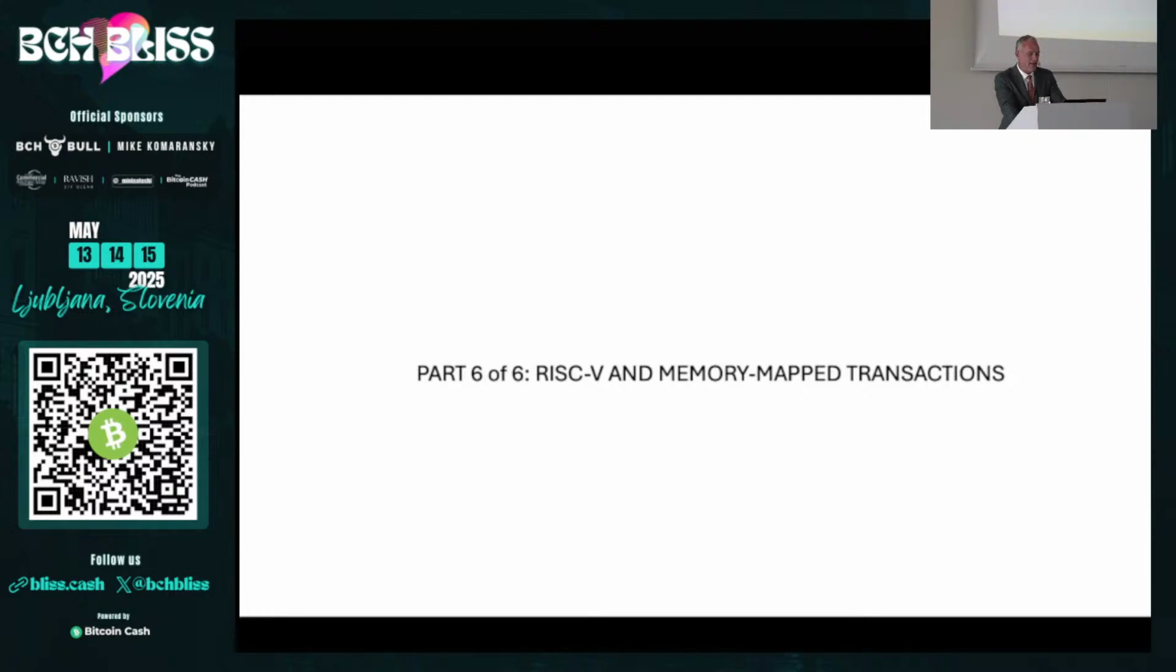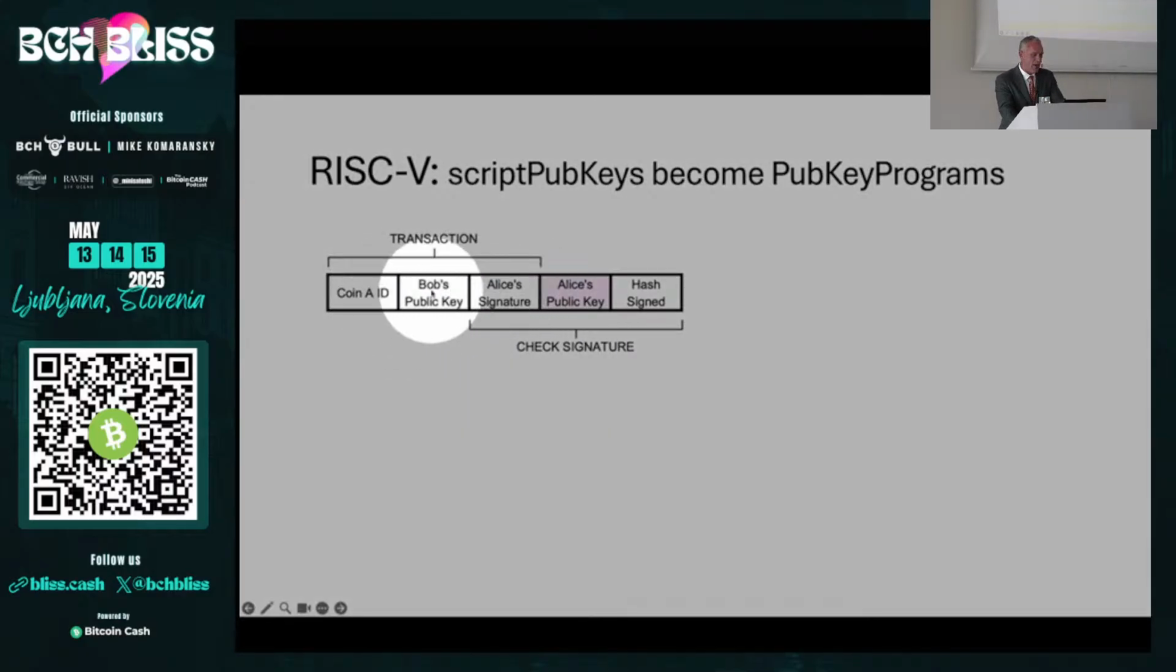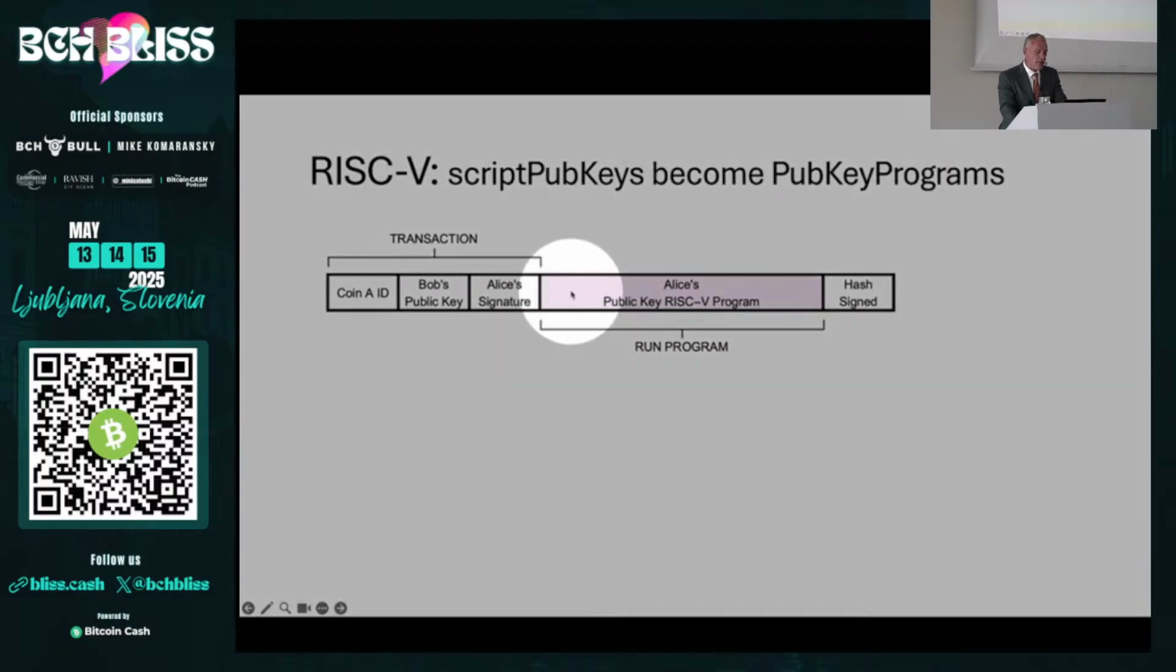So part 6 of 6 is RISC-V and memory mapped transactions. So here's where we're at. We had the transaction here in white. And when we started validating it, we pulled the pub key from the UTXO set. We calculated the signing hash, and then we do our stuff to check all this. In RISC-V, the script pub keys become pub key programs. So this thing we would pull from the UTXO set would now be a RISC-V assembly program that describes the spending conditions for the coin.